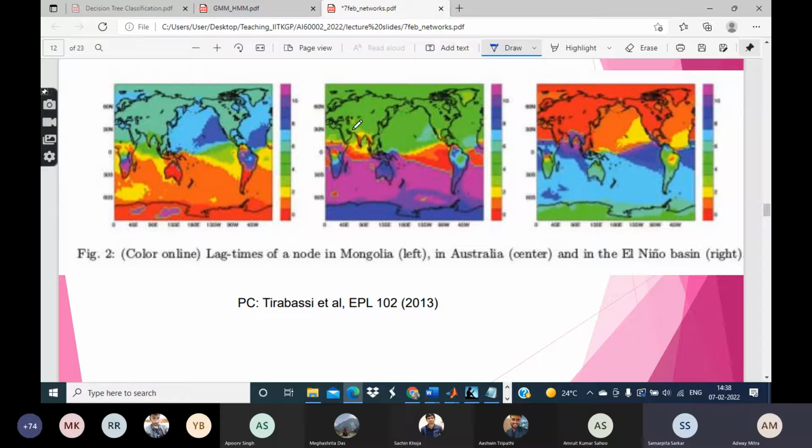I'm not going into the details of exactly what it means, but the information this map is trying to quantify is basically, in a sense, like clustering the world map into different regions. It's like saying that initially these locations are affected, after that this range of locations are affected, after that maybe these locations, and so on. So this is one interesting way of visualizing a lag map.